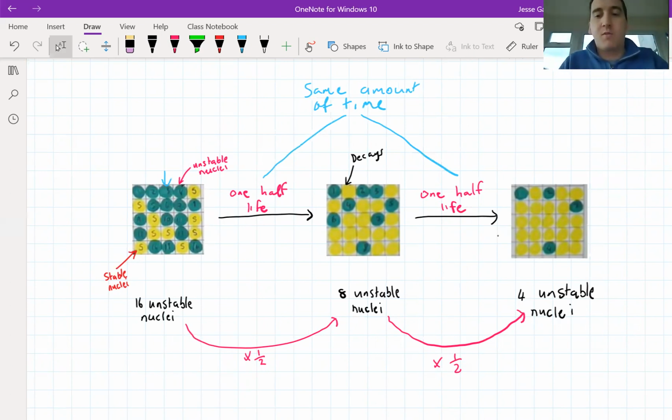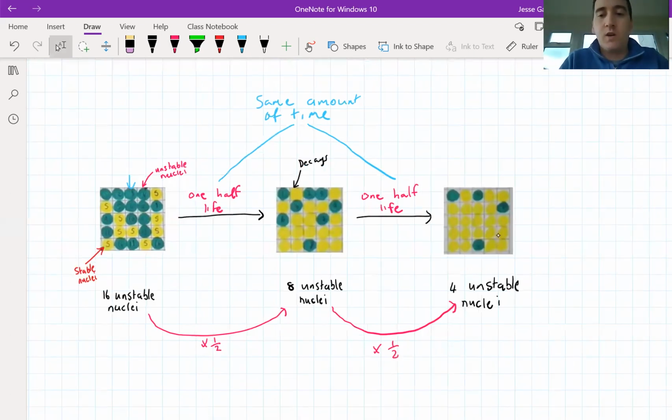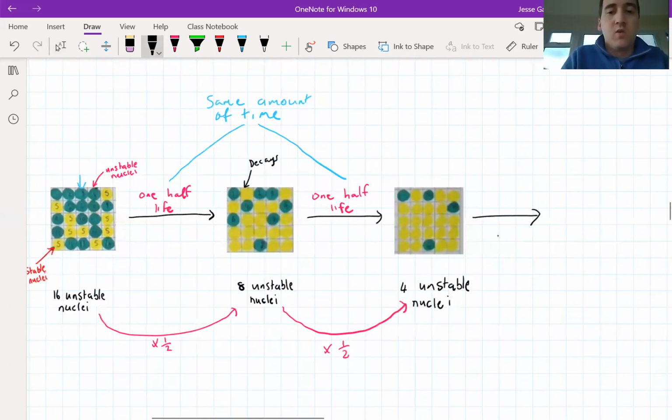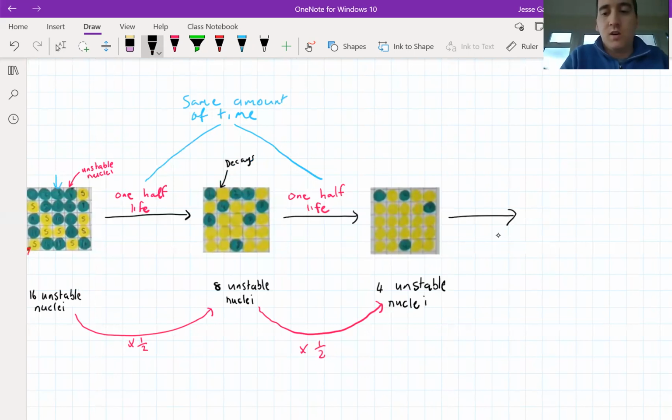So again, if you were to predict, now I don't have it drawn, what would happen in the next half-life? After one more half-life, we would have 2 unstable nuclei left.